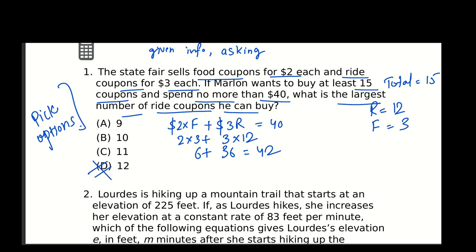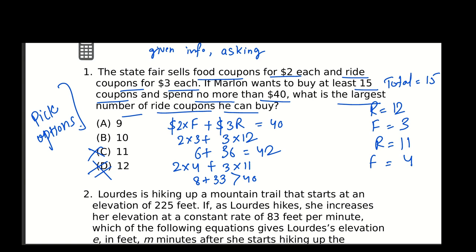So the D option is not correct. Let's move ahead with 11. If ride coupons are 11, then obviously food coupons would be 4. So if we put in 2 multiplied by 4 plus 3 multiplied by 11, that is 8 plus 33, which is obviously more than 40. So this option is also eliminated. Now we are going to move ahead with the B option, that is 10.